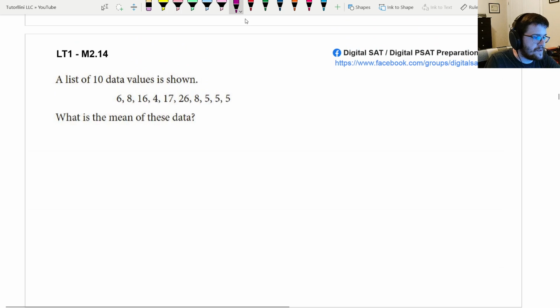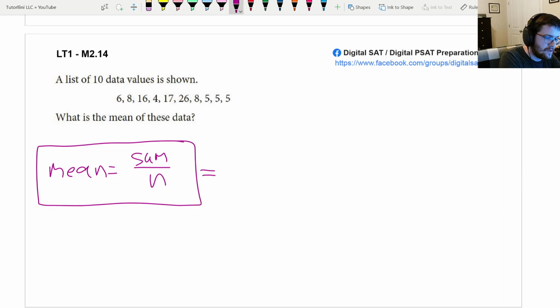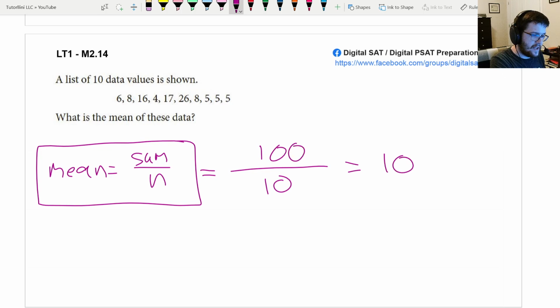All right, what's the mean of these numbers? Okay, so mean is sum divided by n, where n is the number of data values. So there's 10 numbers, and now you got to add up all those numbers. So let's see, 6 plus 8 plus 16 plus 4 plus 17 plus 26 plus 8 plus 5 plus 5 plus 5. Get 100. 100 divided by 10 is 10. So the answer is 10, which is correct.